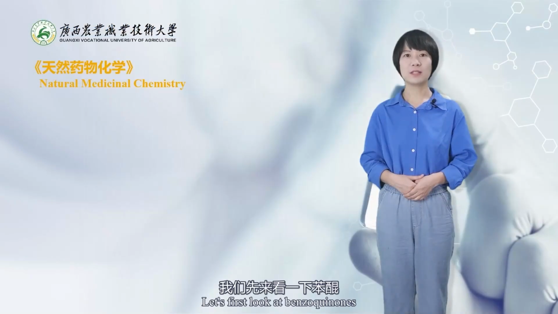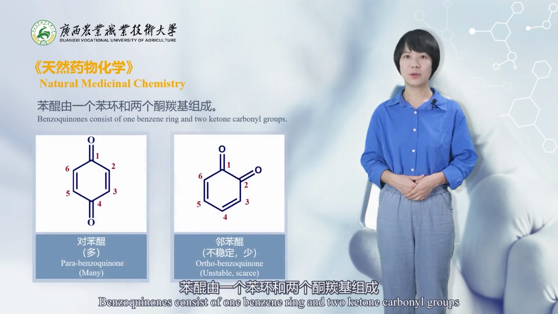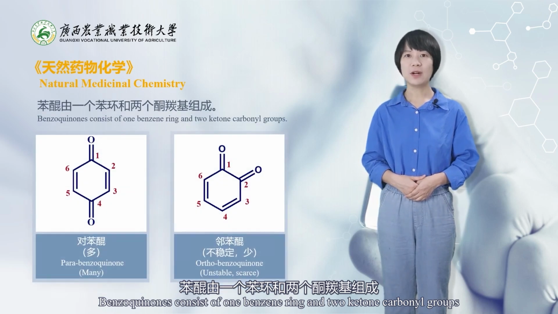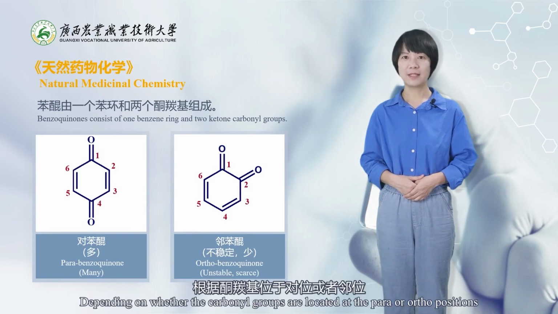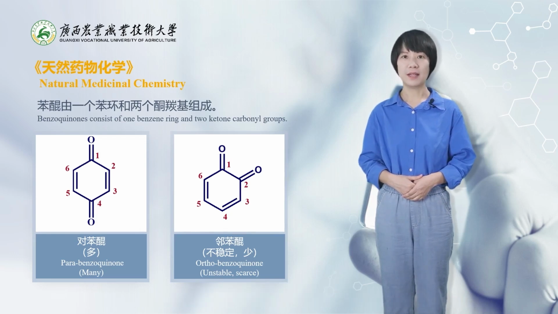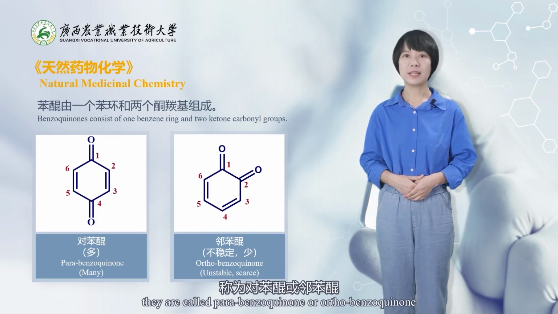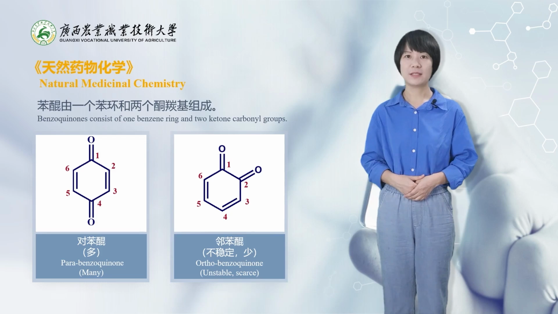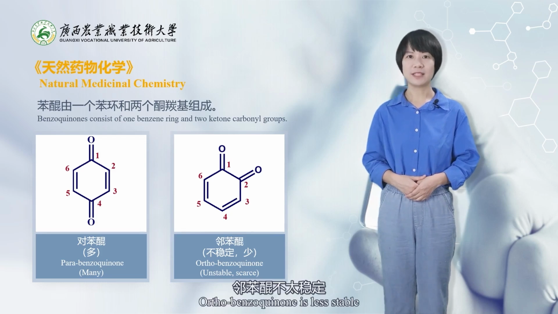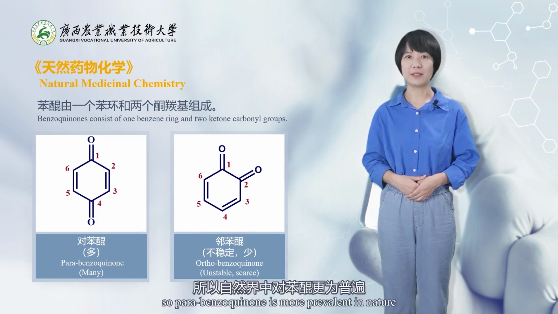Let's first look at benzoquinones. Benzoquinones consist of one benzene ring and two ketone carbonyl groups. Depending on whether the carbonyl groups are located at the para or ortho positions, they are called para-benzoquinones or ortho-benzoquinones. Ortho-benzoquinone is less stable, so para-benzoquinone is more prevalent in nature.